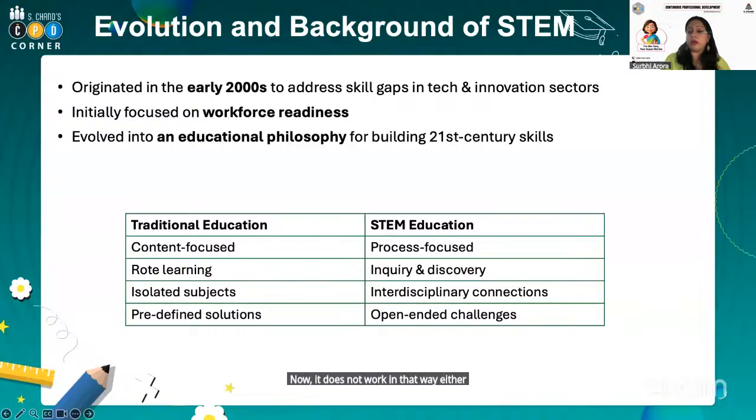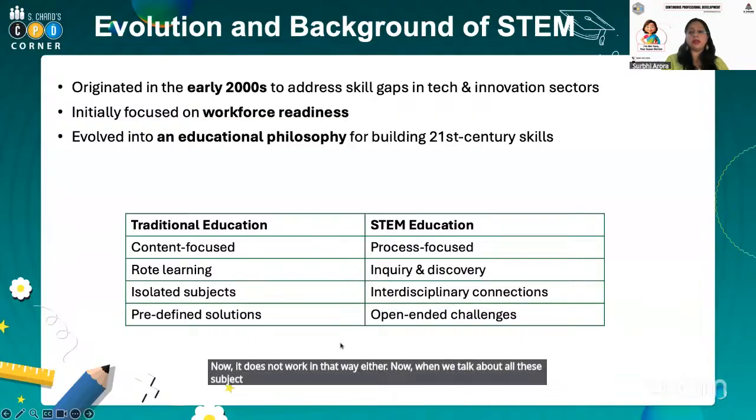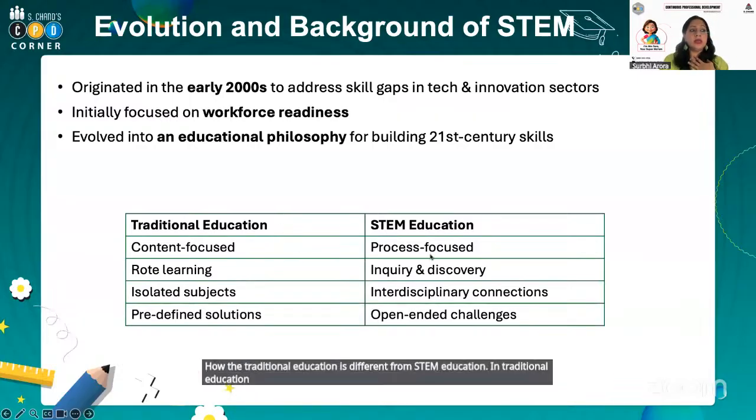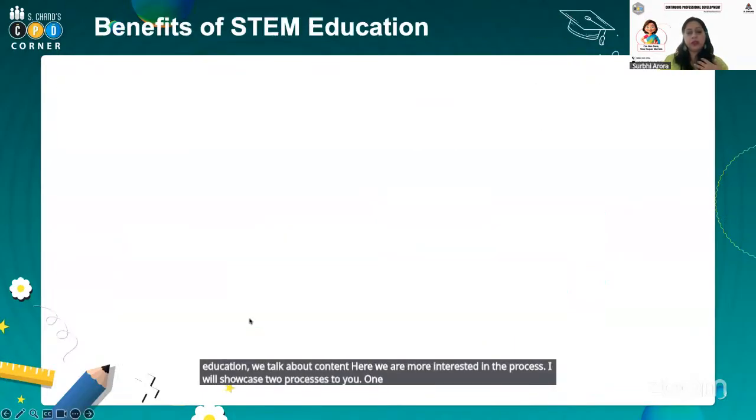So now, when we talk about all these subjects at a wholesome level, how traditional education is different from STEM education: in traditional education, we talk about content. Here, we are more interested in the process. I will showcase two processes to you. One is a scientific theory that we talk about, and the other is engineering design.